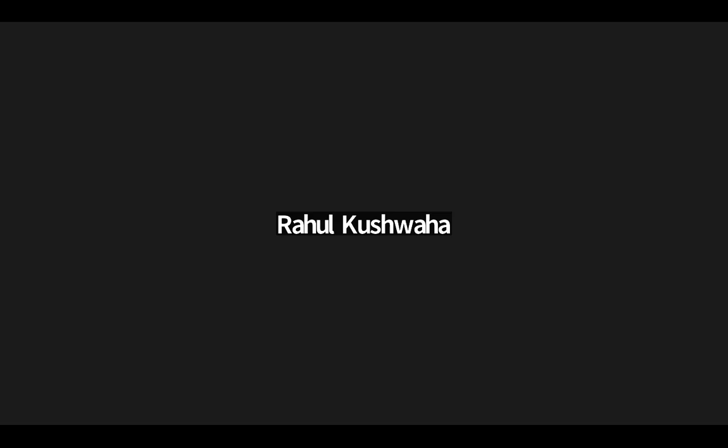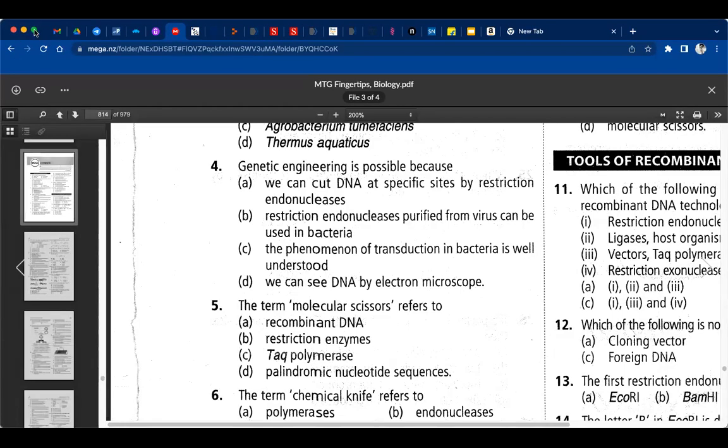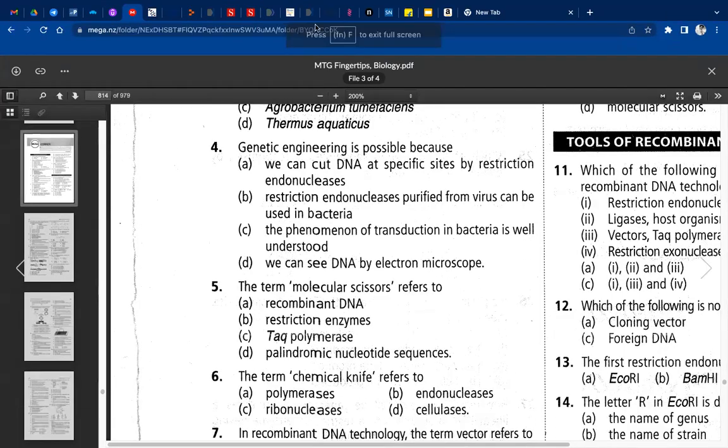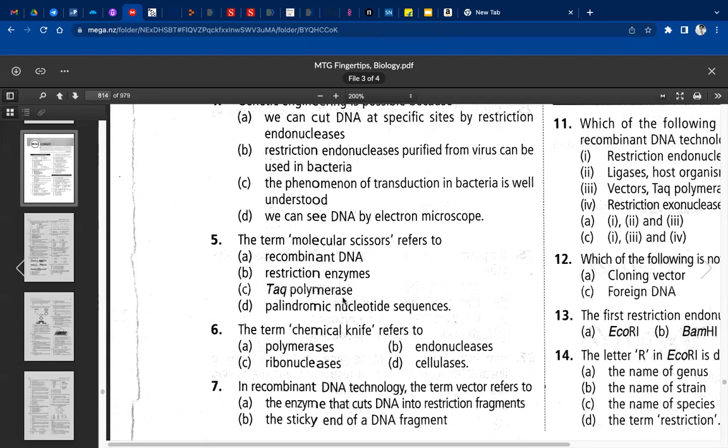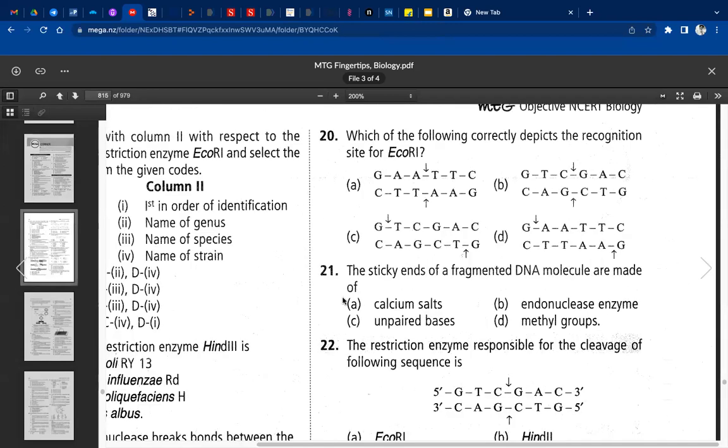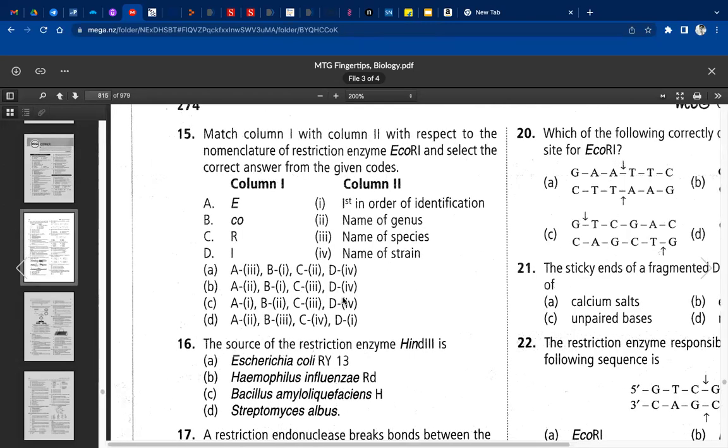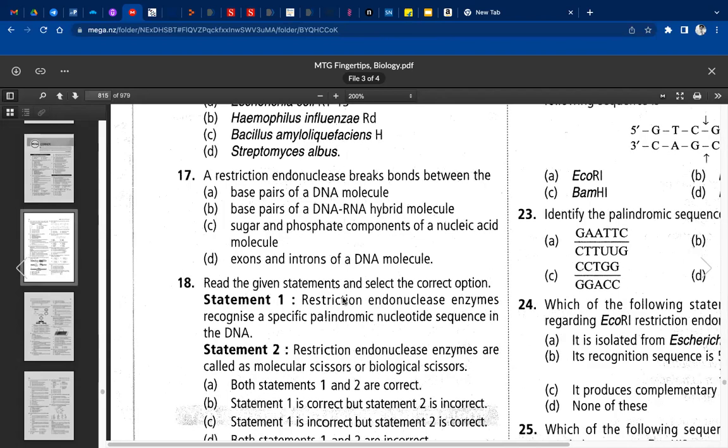Yes, that's open now. Okay, can you see the screen, everyone? Yes, sir. Okay, great. So the next question that I have selected is question number 18.